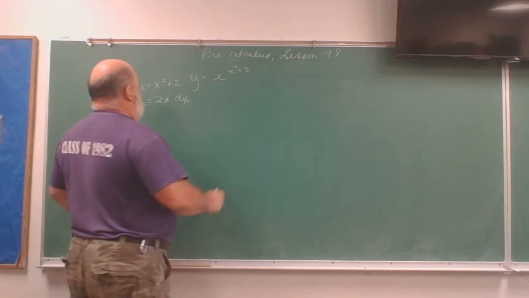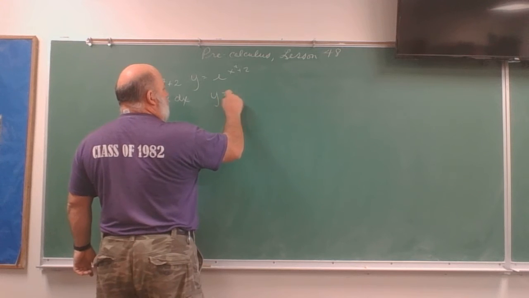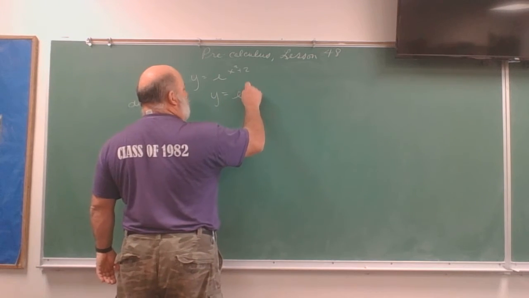So they're going to change this y equals e to the x squared plus 2 into y equals e to the u.